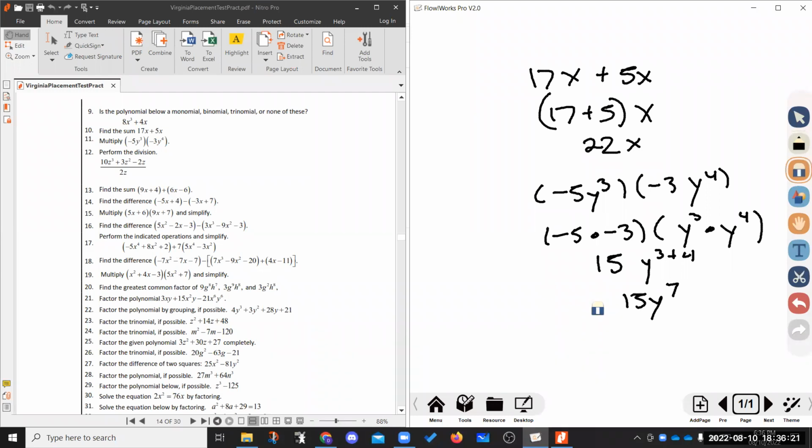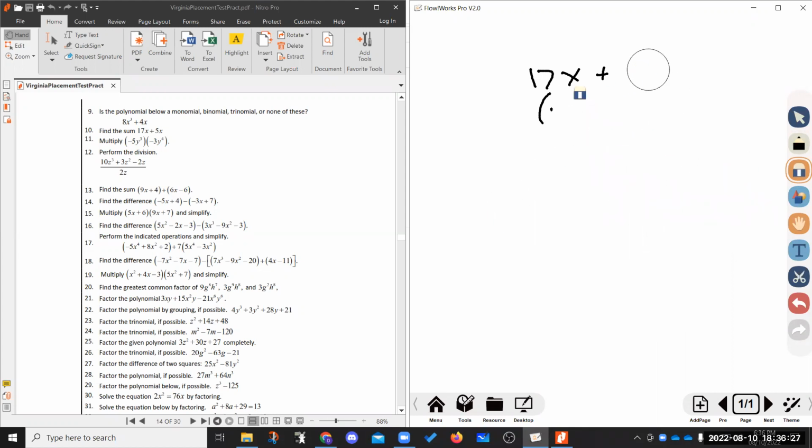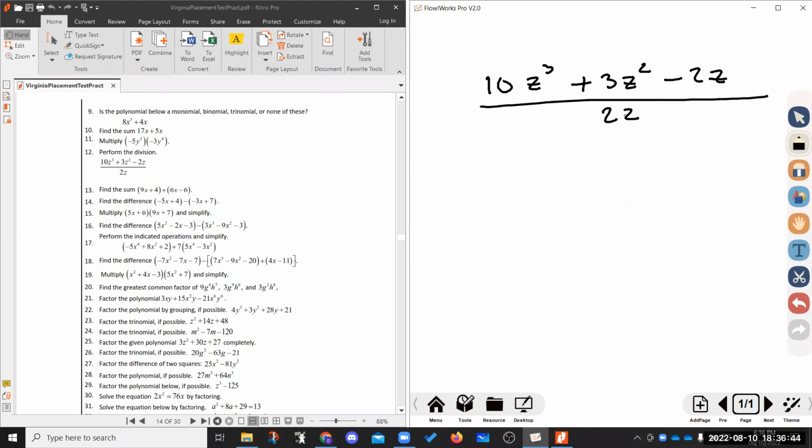When I divide by a monomial, like I'm going to in the next problem, I don't have to use long division because I can write each one of them over the monomial. Remember, with fractions, you can divide each of the terms in the numerator by the denominator if the denominator is a single term. So I'm going to have 10z to the 3rd divided by 2z plus 3z to the 2nd divided by 2z minus 2z divided by 2z. Then I can simplify each of those.